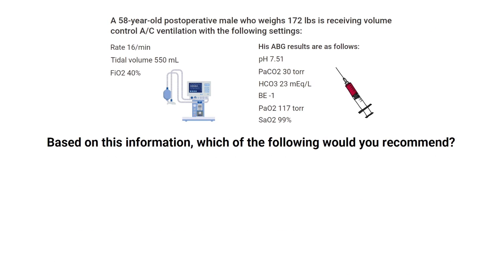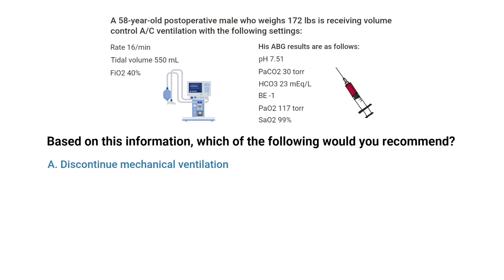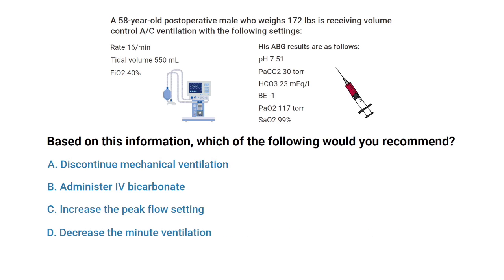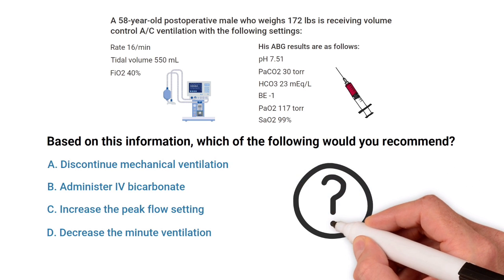Based on this information, which of the following would you recommend? A. Discontinue mechanical ventilation. B. Administer IV bicarbonate. C. Increase the peak flow setting. Or D. Decrease the minute ventilation. Do you know the correct answer?